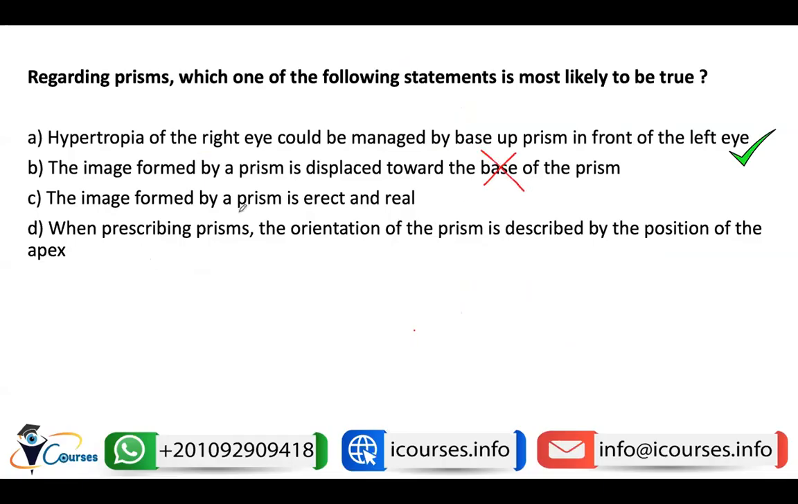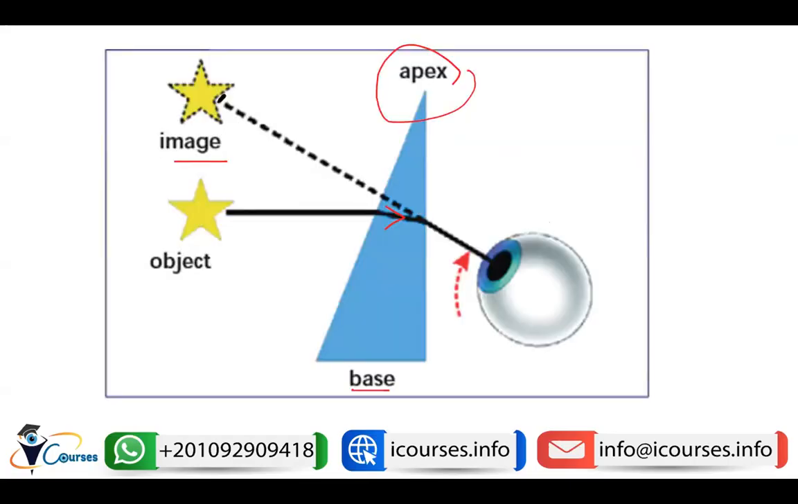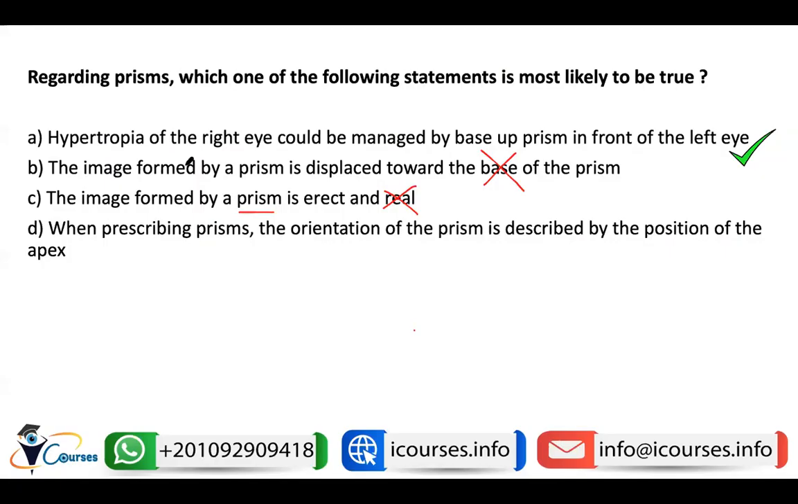The image formed by the prism is erect and virtual, as we can see here. The image is virtual. When prescribing the prism, the orientation of the prism is described by the position of the base. So we say base up, base down, base temporal, or base nasal.